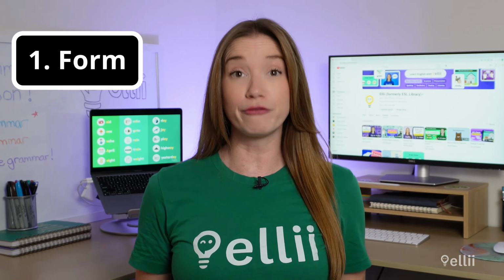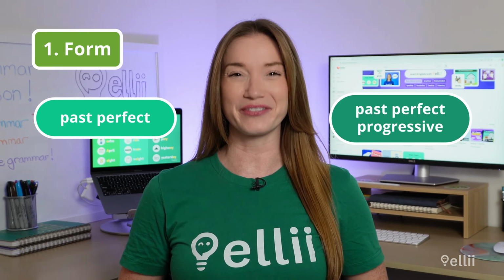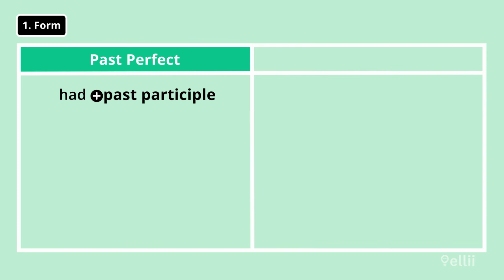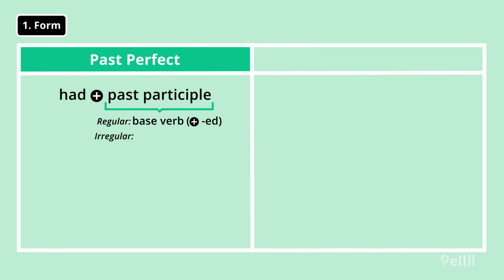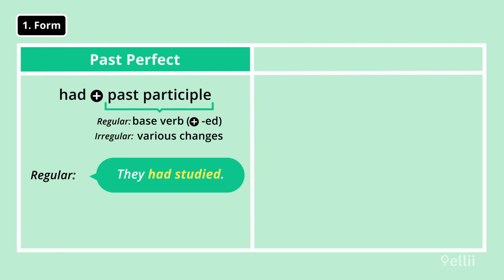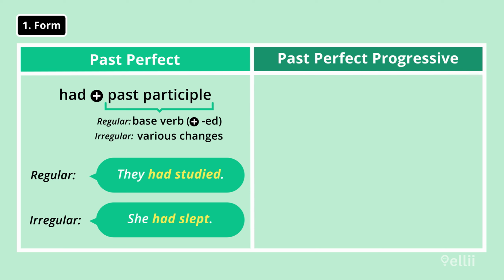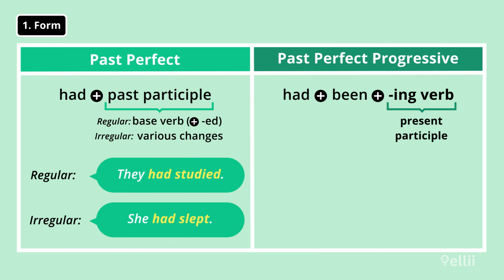Let's start with how we form the past perfect and past perfect progressive in English. We form the past perfect tense by using the auxiliary verb had plus the past participle form of the verb. The past participle of regular verbs is formed by adding ed, while irregular verbs undergo various types of changes to the middle or ending of the verb. To form the past perfect progressive, we use the pattern had plus been plus an ing verb, which is also known as the present participle.